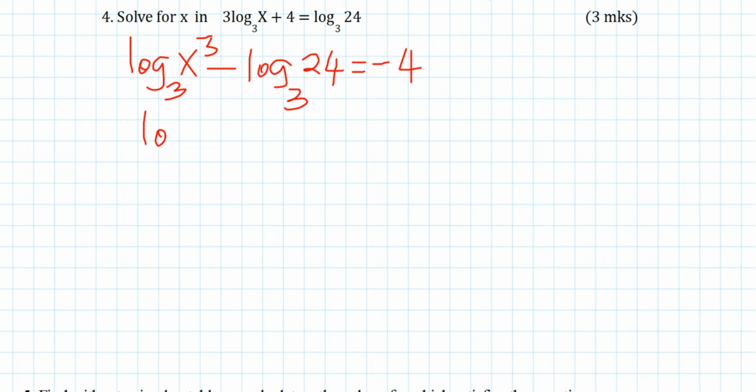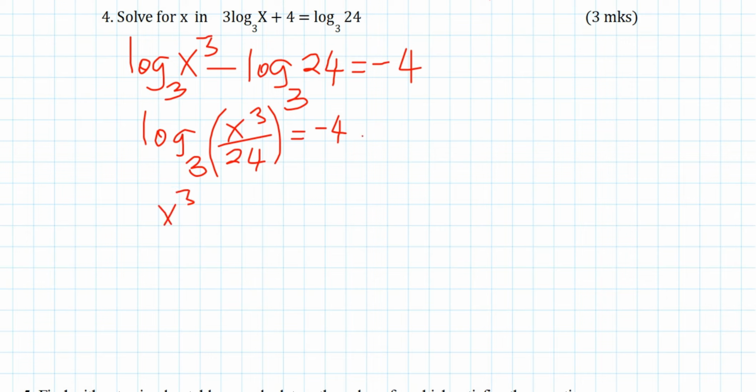So when we collapse it into a single log, we are going to have the log to the base 3 of x cubed, and since the logs are being subtracted, this means that the numbers are being divided, so that now this becomes negative 4. So from there, we can change from logarithmic form into index form, so that we can solve for the value of x.